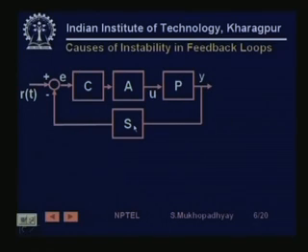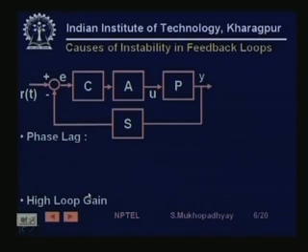Now let us look at three major causes of instability in feedback loops. How does it occur in a feedback loop? What are the causes of instability in this loop? As we know, instability is caused by two things. Firstly, the total phase lag around this loop must be less than 180 degrees, because otherwise, if it reaches 180 degrees, then at that point negative feedback becomes positive feedback.